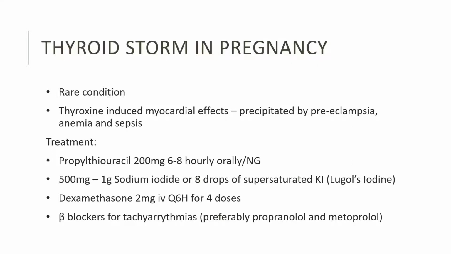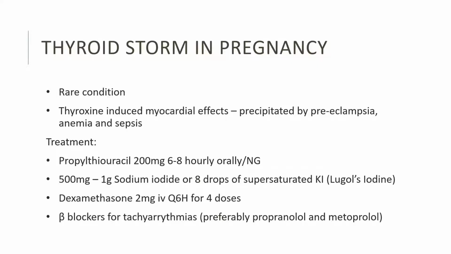Propylthiouracil as in a non-pregnant state, 200 to 400 milligrams 6 to 8 hourly, either orally or through NG. Then 500 milligrams to 1 gram of sodium iodide or 8 drops of supersaturated potassium iodide, that is Lugol's iodine. Dexamethasone 2 milligrams IV 6 hourly for 4 doses. This will help in maturity of the fetal lung as well. That's why we are giving dexamethasone, as it can cross the placenta easily and help.